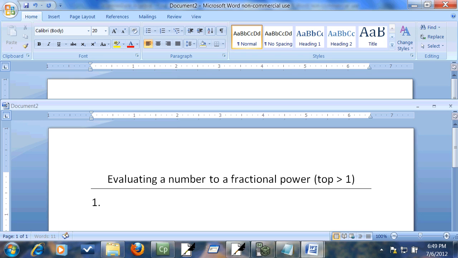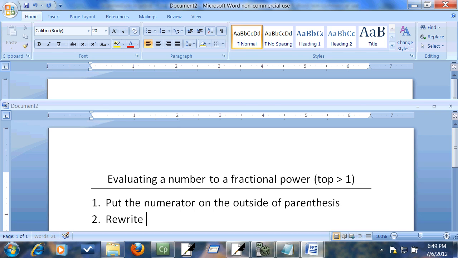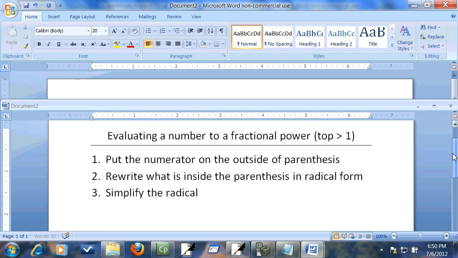First step, put the numerator on the outside of parentheses. Step 2, rewrite what is inside the parentheses in radical form. Step 3, simplify the radical. There we go. And step 4, simplify what's left. So let's go through these with this problem.